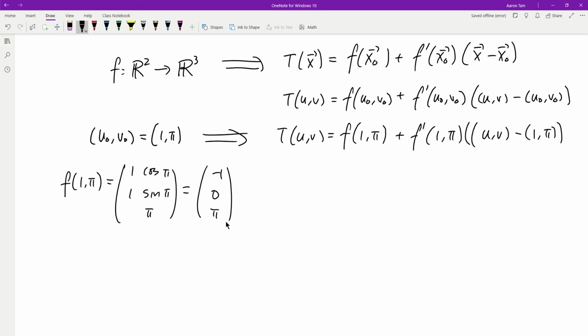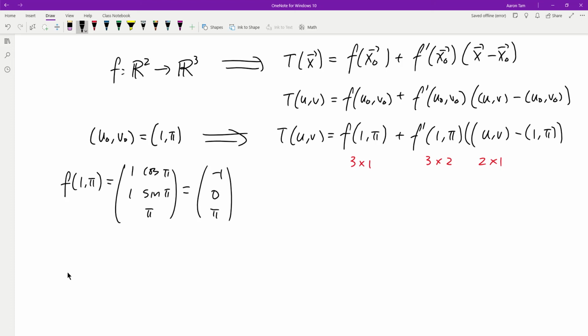I do need the derivative matrix. In this case, once again, think about dimensions here. f is the output of the function, so therefore it has to be a 3×1 matrix. f prime would have to be a 3×2 matrix. Remember, it's m by n. And what is this (u,v) minus (1, pi)? It would have to be a vector. So I'm going to have to write this vertically in order for it to work, which I'm going to do in my next step once I'm ready. But it has to be a 2×1, otherwise I will not be able to multiply.